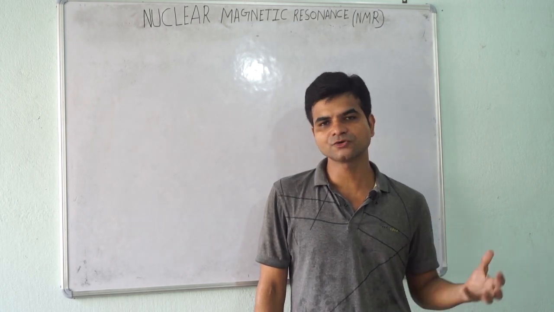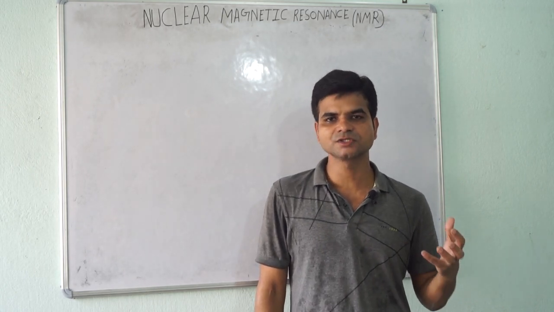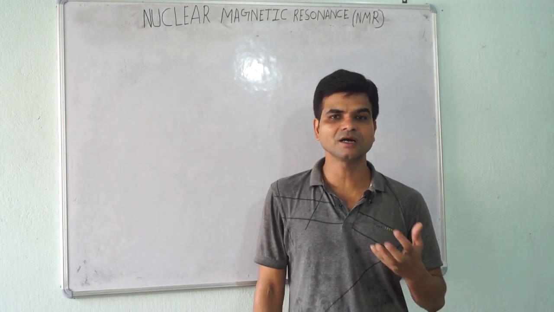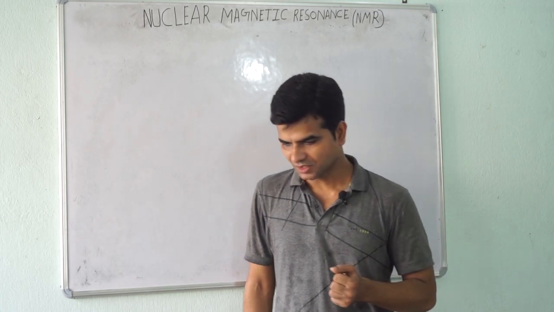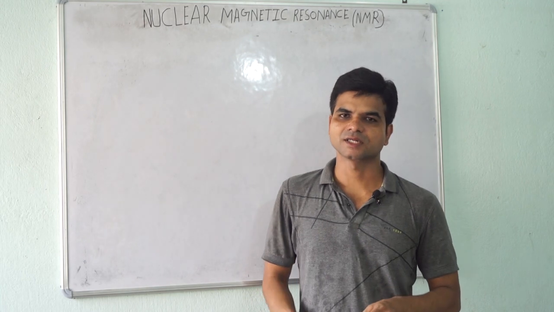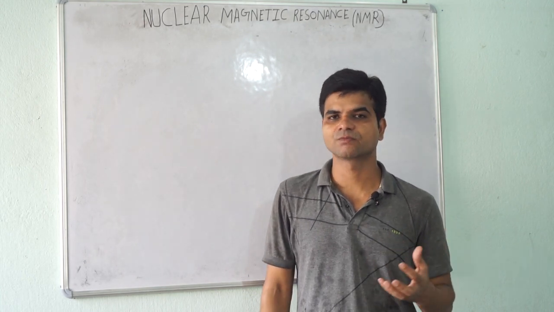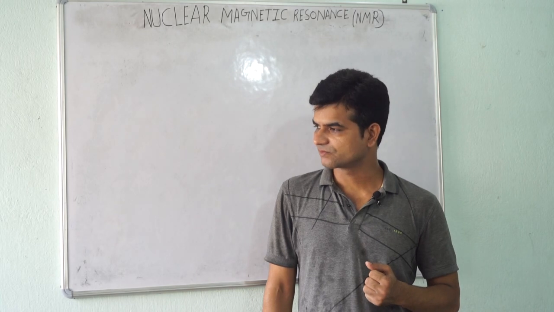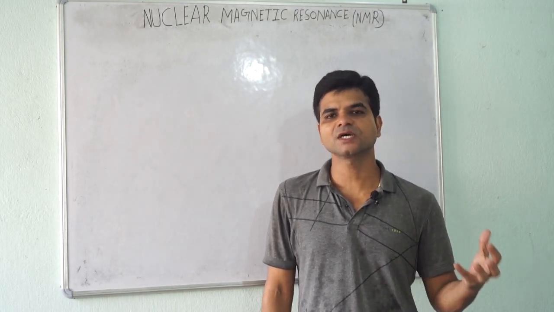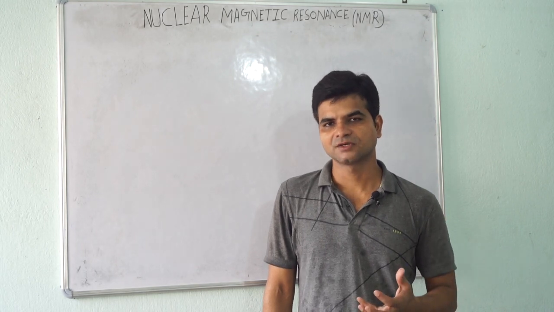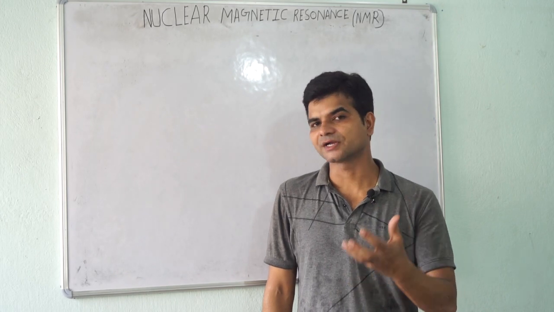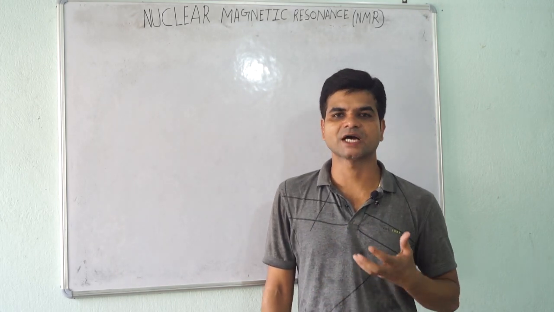I told you proton NMR is used to determine the types of hydrogen atoms present in the molecule. Let me tell you the main steps of proton NMR. There are three main steps. First step, we apply an external magnetic field to the hydrogen nuclei. Due to this, a few hydrogen nuclei come into alpha spin and a few hydrogen nuclei come into beta spin.